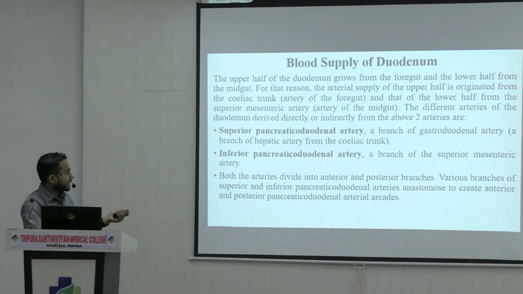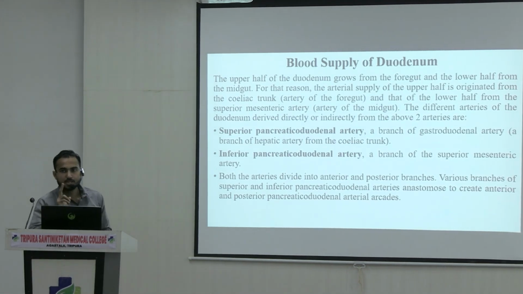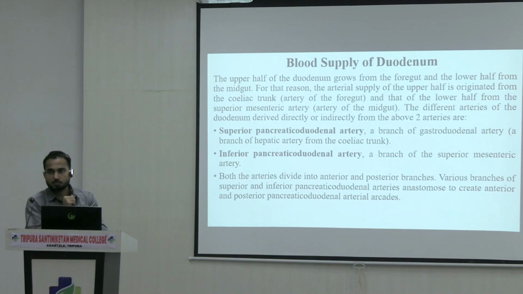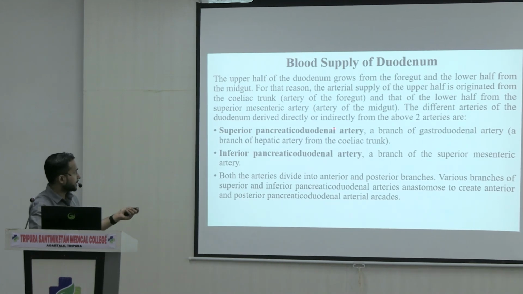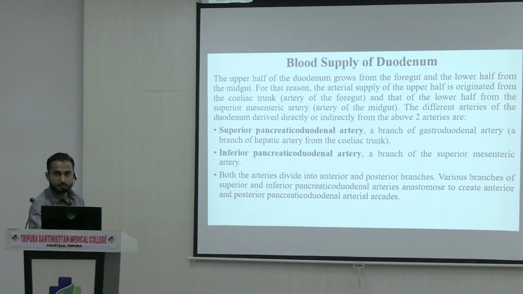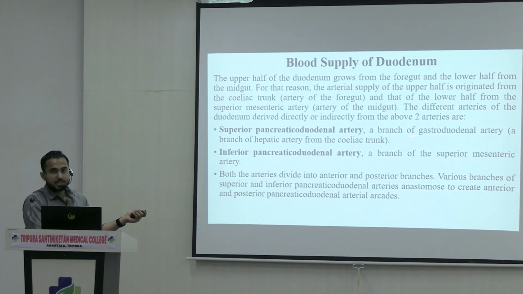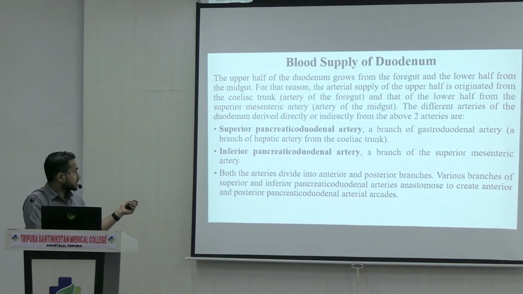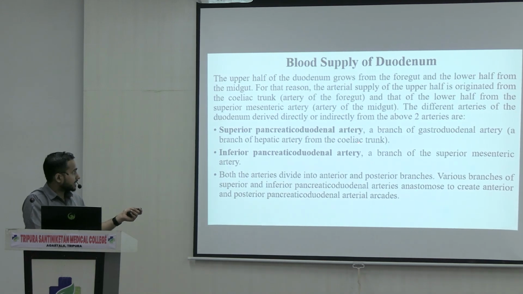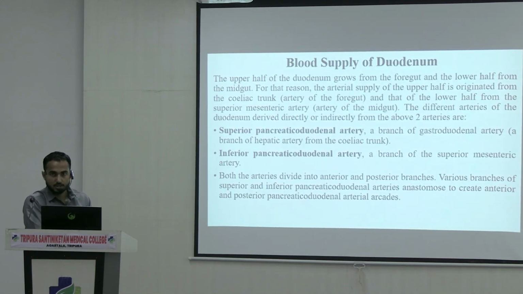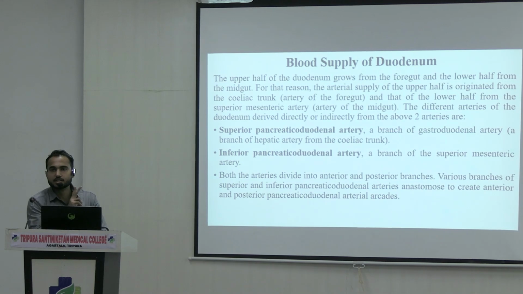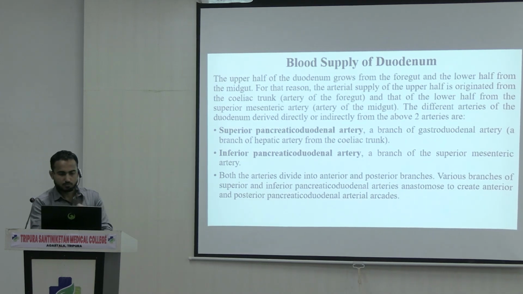Next, mainly two arteries supply blood to the duodenum. What are these two arteries? They are the superior pancreatico-duodenal artery and the inferior pancreatico-duodenal artery. The superior pancreatico-duodenal artery is a branch of the gastroduodenal artery, which is a branch of the hepatic artery, and it comes from the celiac trunk. The inferior pancreatico-duodenal artery is a branch of the superior mesenteric artery. So these are the main two arteries supplying blood to the duodenum.